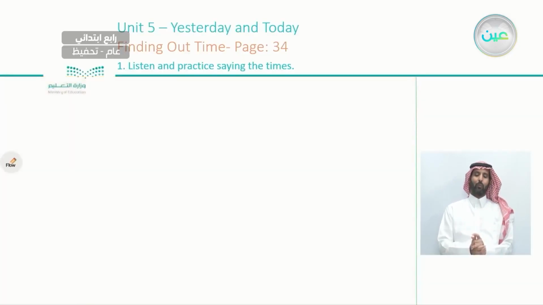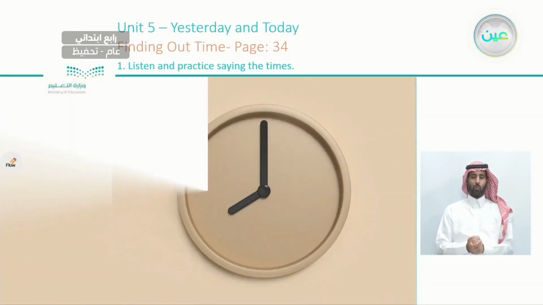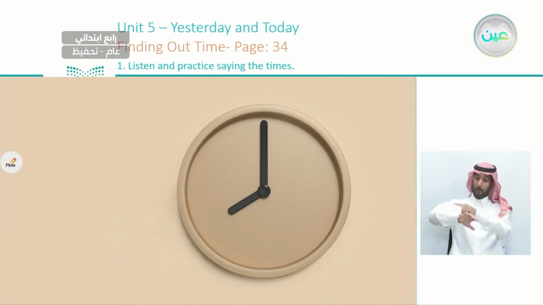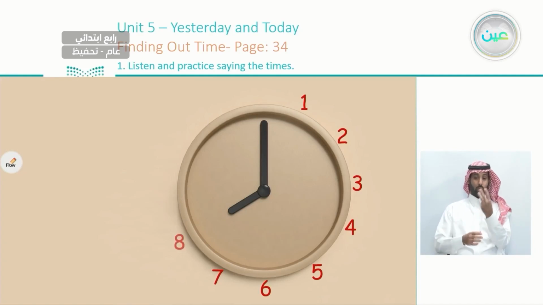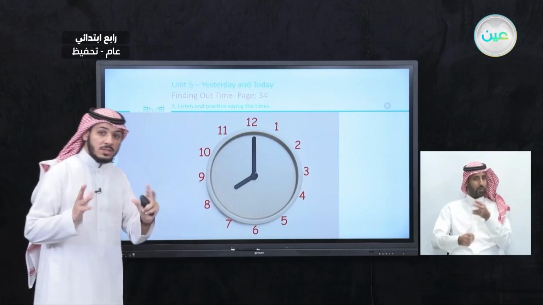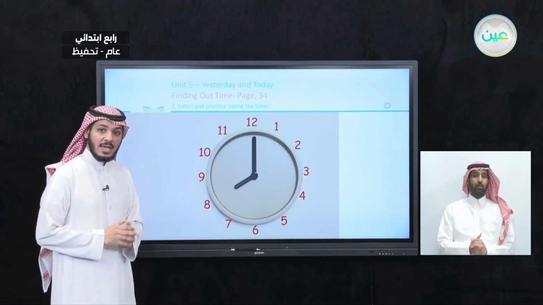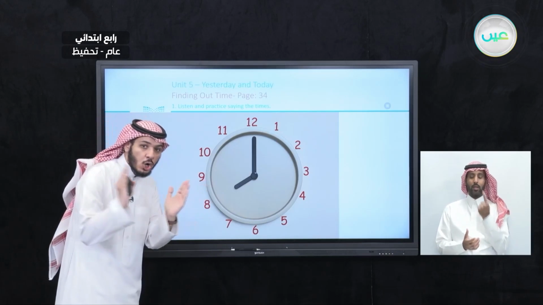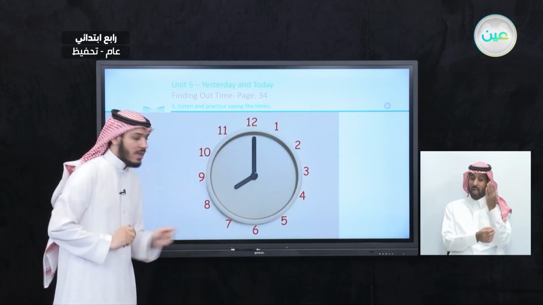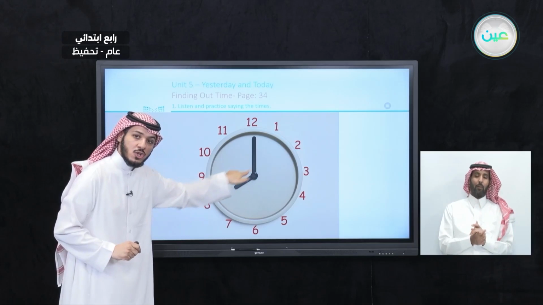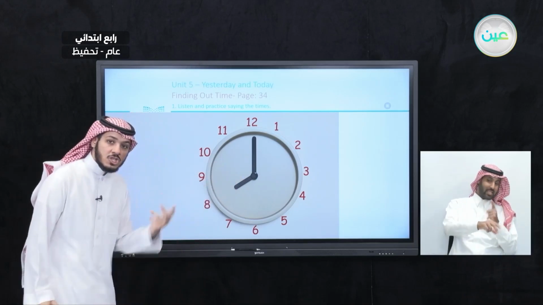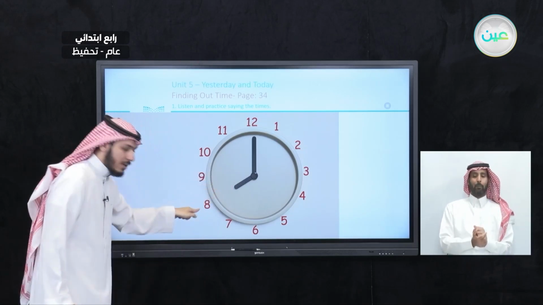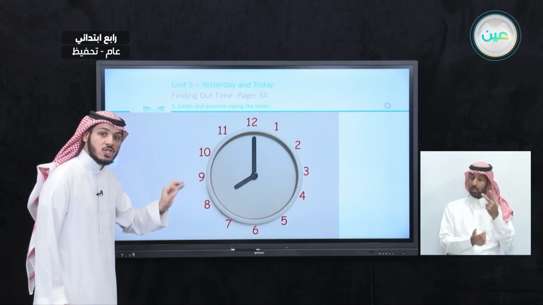Okay, now here we have a clock. We have those numbers here. Now can you tell me what time is it here? Where is the short hand? This is the short. So we have a short here. You start with a short. So short on what? Which number? It's on 8. Excellent. Okay, so we have 8.